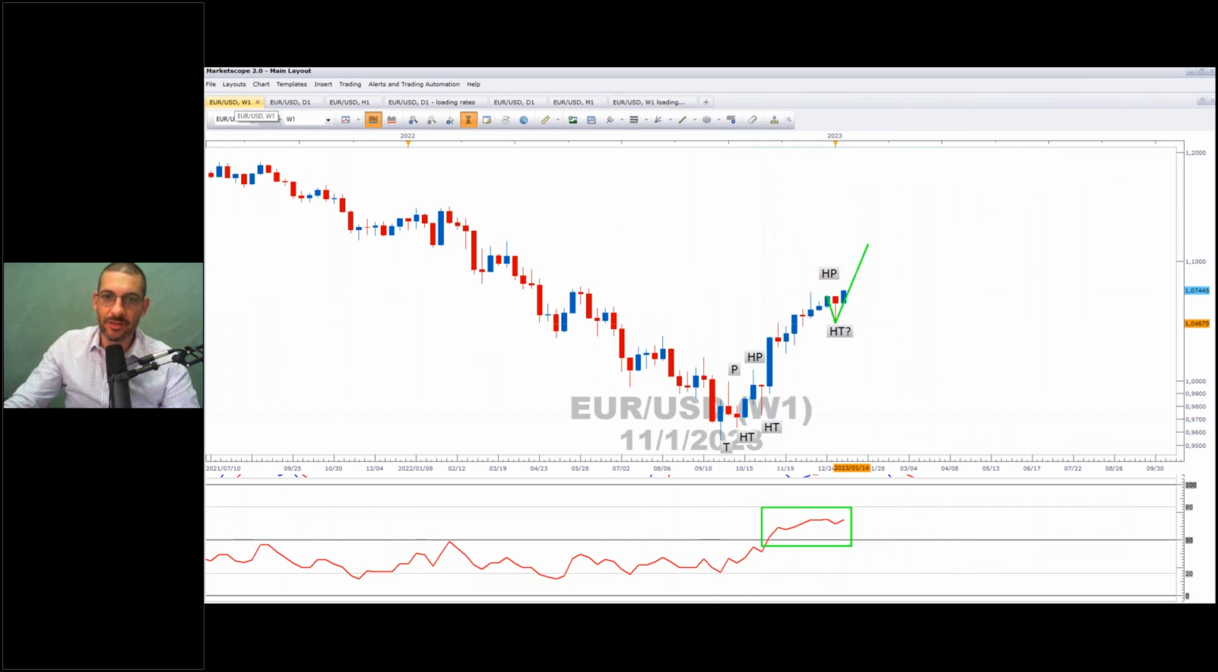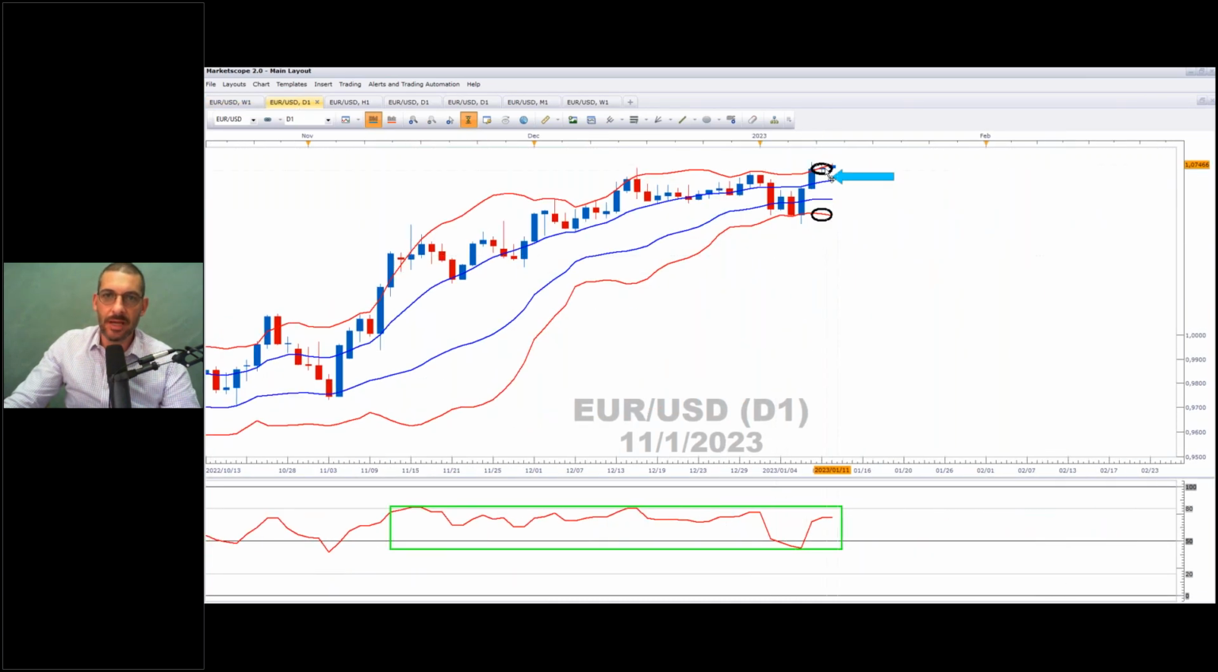Top-down analysis. You can see we've got this really good looking higher trough, higher peak, higher trough, higher peak. We've got this higher trough question mark. I think this question mark we will be able to take out pretty soon. Where are we? We're in zone 1, upper red, upper blue. Okay, go down to the hourly.